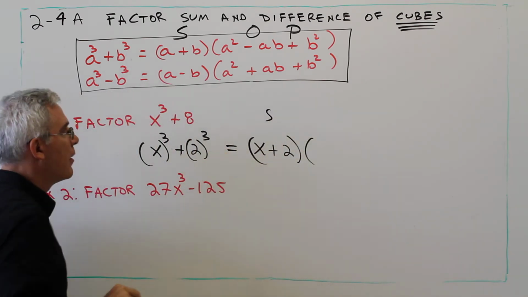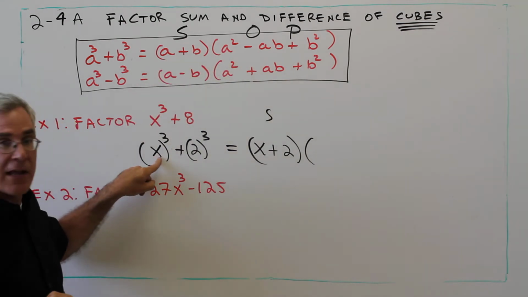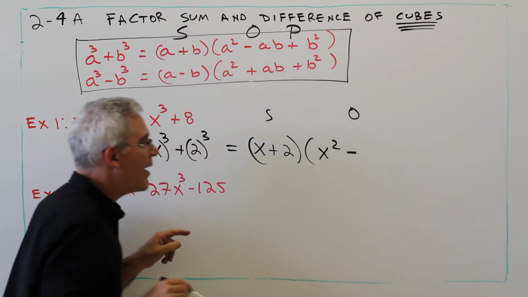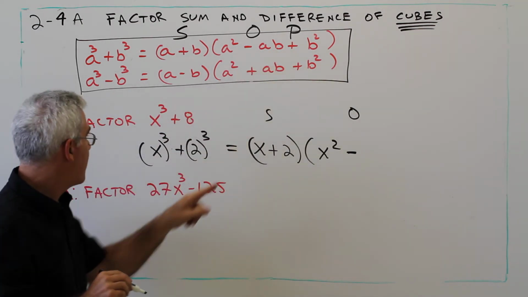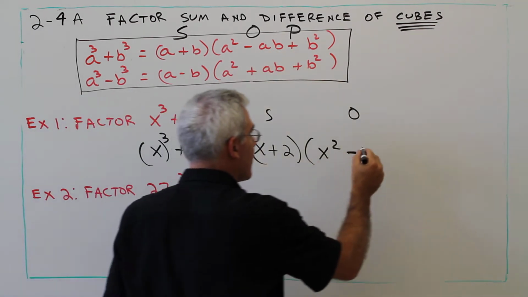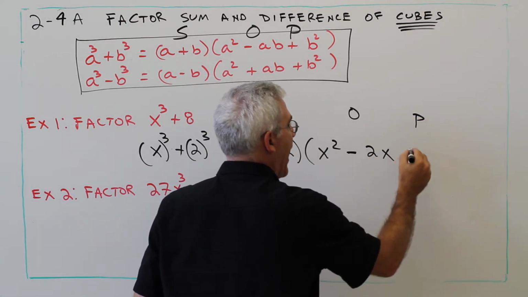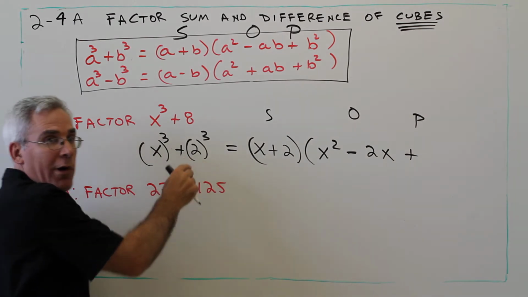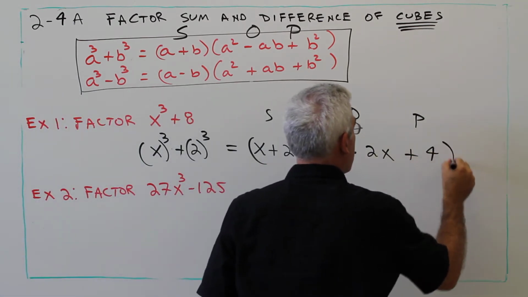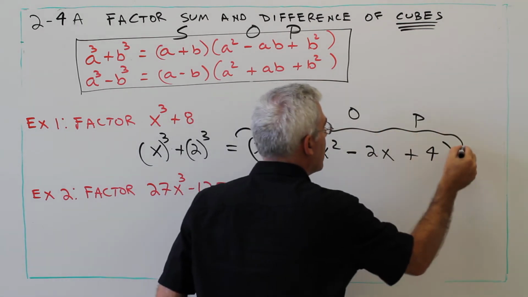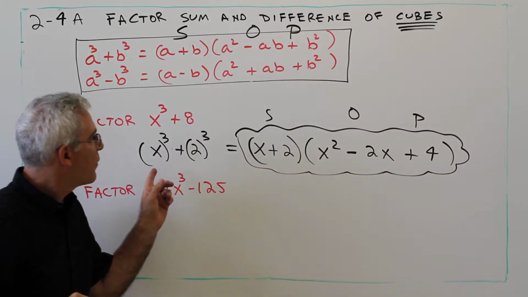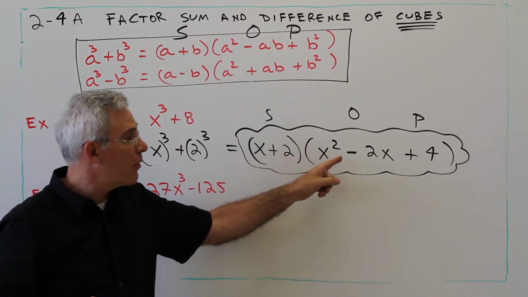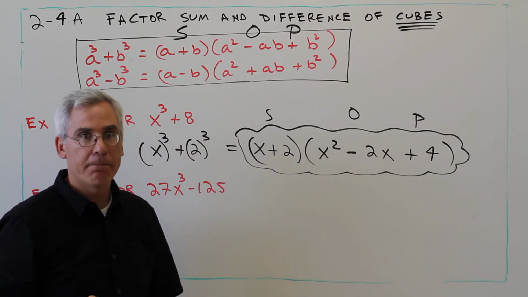So same sign. And then over here, this thing squared, opposite sign, minus, just the product of those two. The product of those two is 2x. Positive sign, just that second term squared, 2 squared is 4. So the factorization is x plus 2 multiplied by x squared minus 2x plus 4.